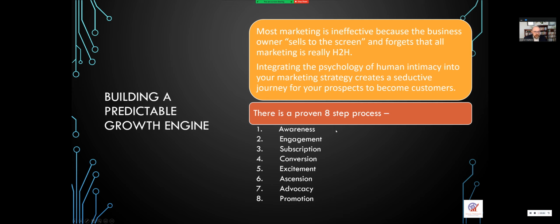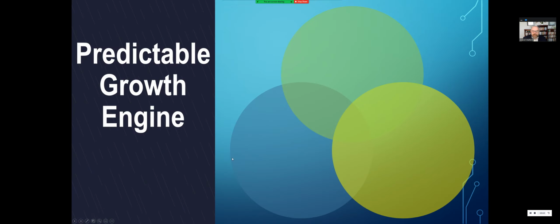So this 8-step process is awareness, engagement, subscription, which is lead generation. Conversion and excitement is our sales process. Ascension is client value maximization. And then advocacy and promotion is the marketing aspects. So let's look at this in a bit more detail.